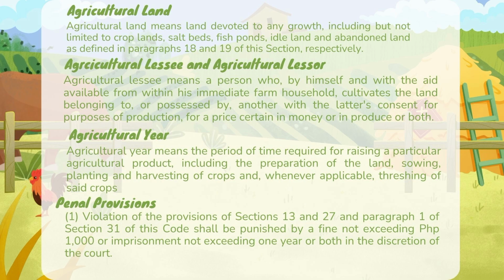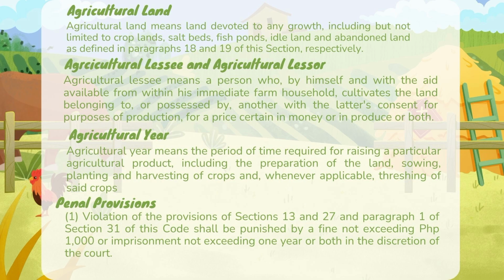Agricultural year is the period of time needed to grow and harvest crops. It starts from preparing the land, planting seeds, caring for the crops, and harvesting. In short, it is the full cycle from planting to harvesting.